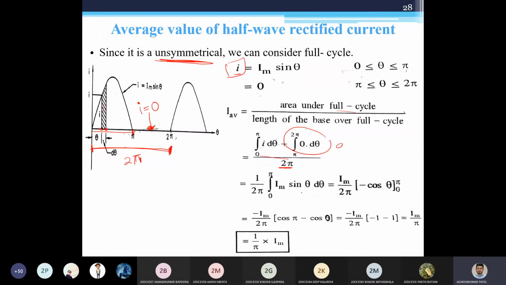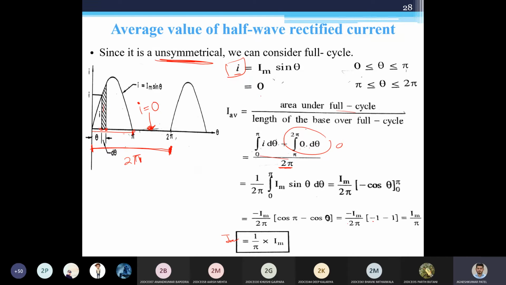So 1 upon 2 pi Im sin theta, the same derivation would be there, minus cos theta 0 to pi, and at the final end, what I'll get is, see, this is the equation here, 1 upon 2 pi, and there is minus 1, so it will become minus 2, and then minus 2 into minus Im, that will become 2 Im divided by 2 pi, and 2 would be cancelled out, and Im by pi is the equation. So the average value of the half wave rectified current would be this. I average would be 1 upon pi into Im, or Im by pi, you can say.